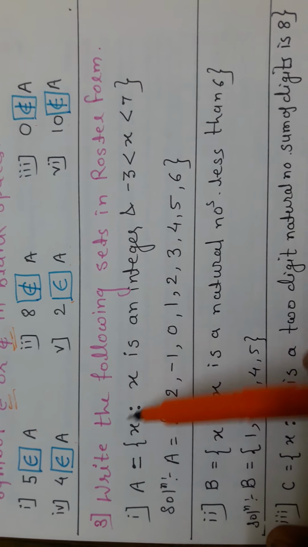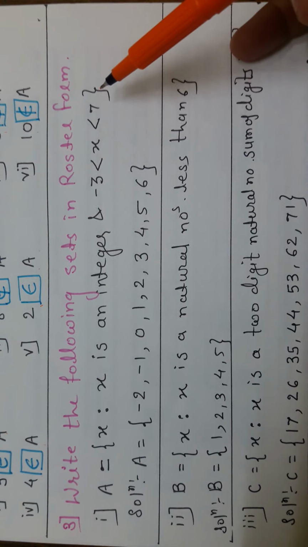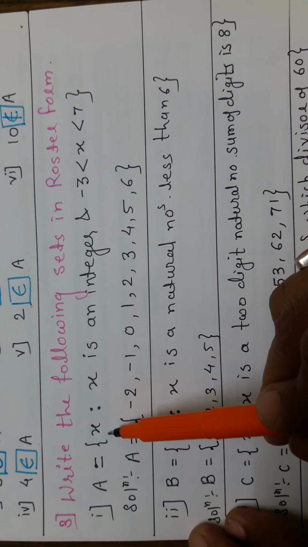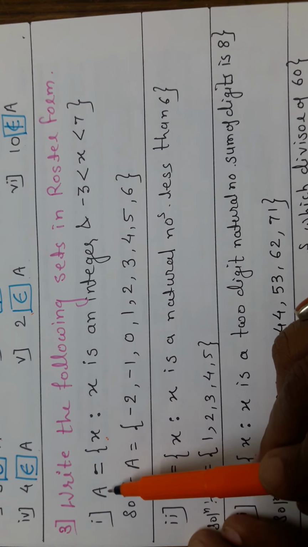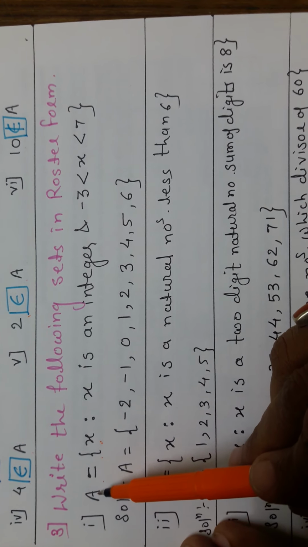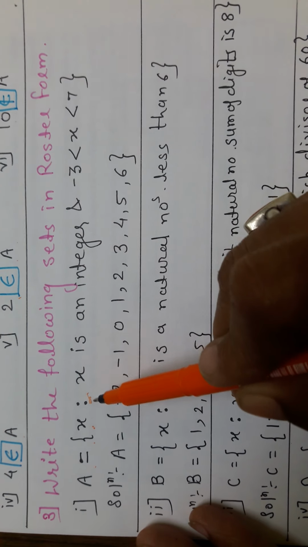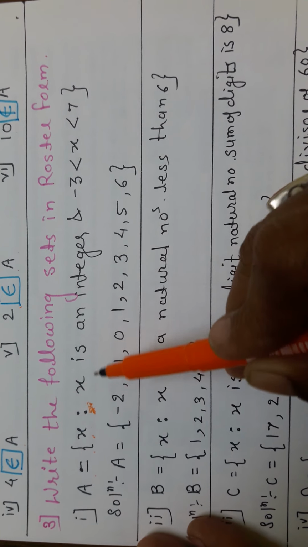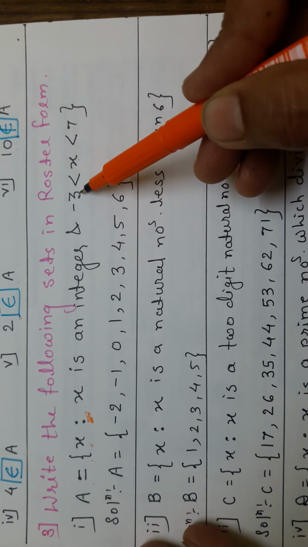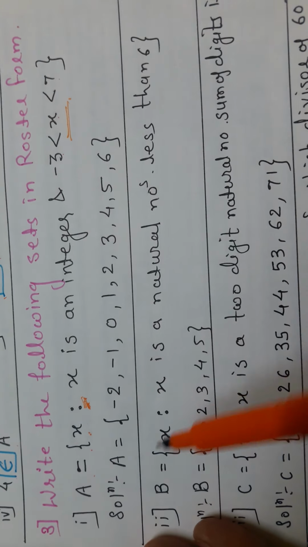Third problem: write the following sets in roster form. We have just explained the roster form, where each element is separated by a comma. Here they have given the set in set builder form, that is A equals the set of all x, where this colon is read as 'such that', x is an integer and x is greater than -3 but less than 7. Which numbers will come in this set?